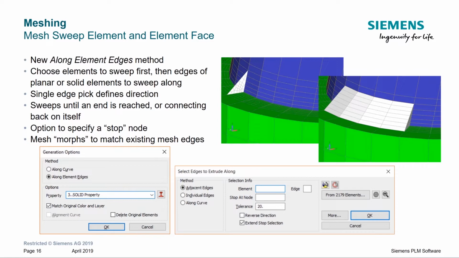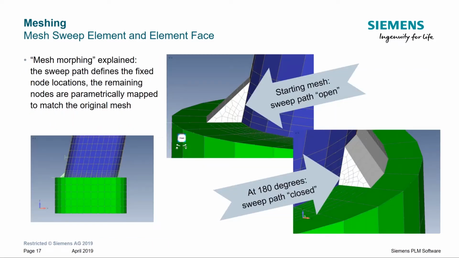So this also allows you to do a stop node. So for example, in this example here, I'm really only going to this point here. That's the stop node, and it'll allow you to stop that sweep even though this curve continues along. And basically the mesh is morphing to match the existing mesh edges. So it's going to twist or change direction based upon the curve.